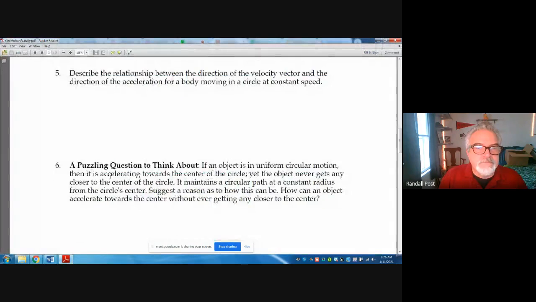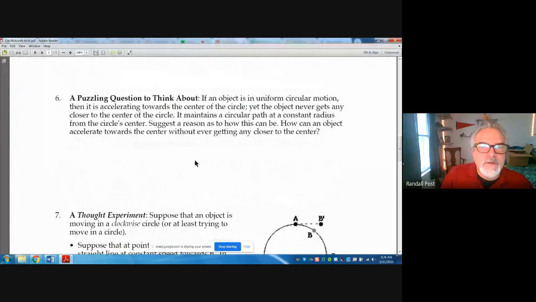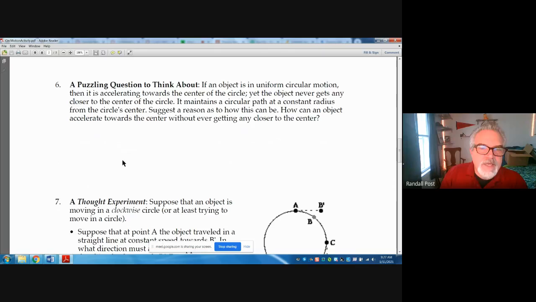Number 6. Here's a question to think about. If an object is in uniform circular motion and it is accelerating towards the center of the circle, yet the object never gets closer to the center of the circle, it maintains a circular path. It's always the same distance away from the center. Why? Suggest a reason. Why are we always the same distance from the center? How can an object accelerate toward the center without ever getting any closer? Okay, put that into words.